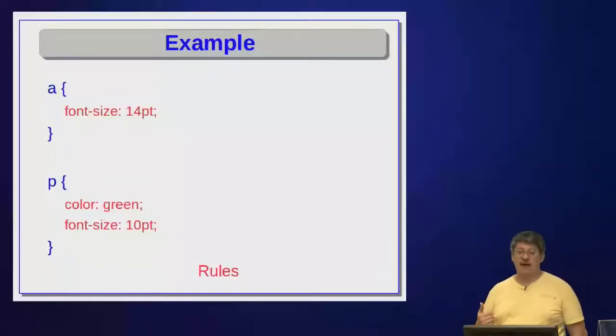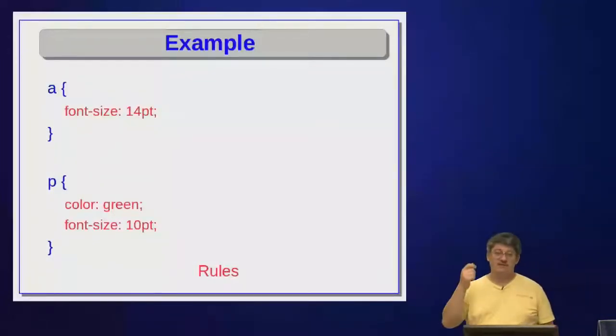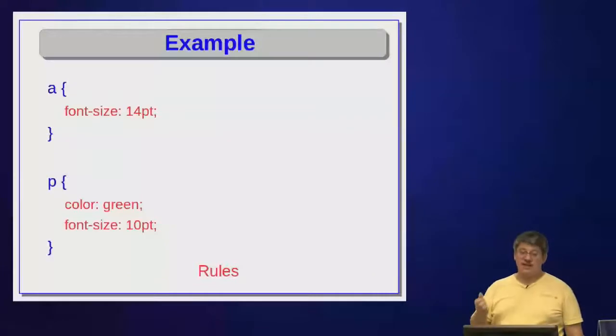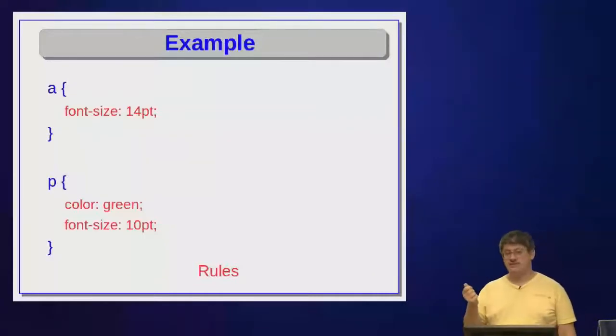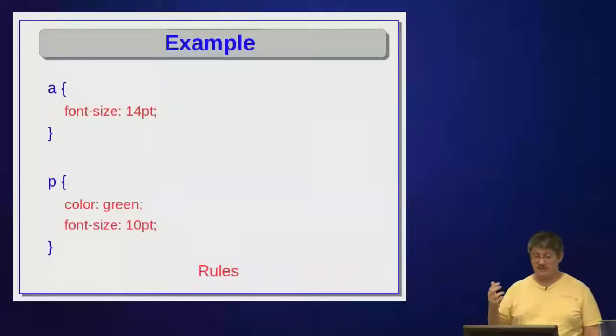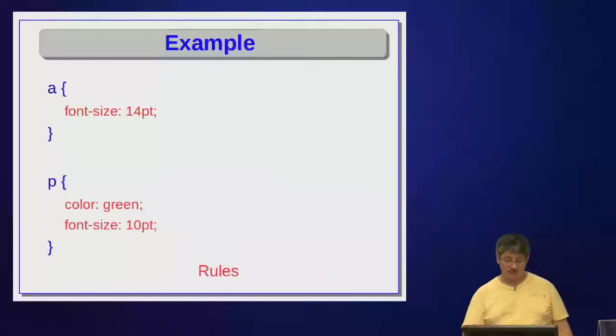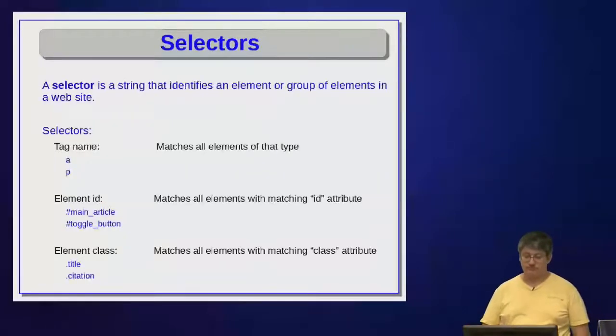The other part of the pattern is the rule. So we have a selector and then we have a list of rules. In the A pattern, we have one rule that we set the font size to be 14 points. With the P selector, we actually have two rules. The first makes the color green and the second makes the font size be a 10-point font.